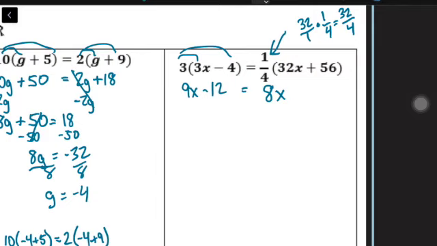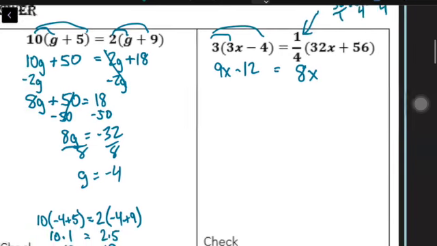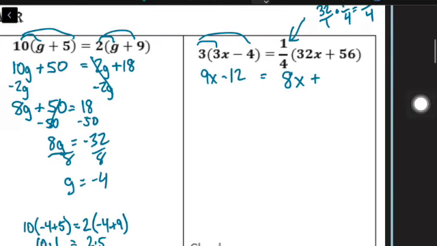Okay, so that's what I meant. When you're multiplying by a fraction, it's the same thing as just taking 32 divided by 4. So that's 8x. And then 1/4 of 56, or 56 divided by 4, is 14. Now, in keeping with my liking to have positive variables, I've got 8 x's here and 9 here. I'm going to take 8 x's off of both sides, so subtract 8x. Now I've got x all by itself.